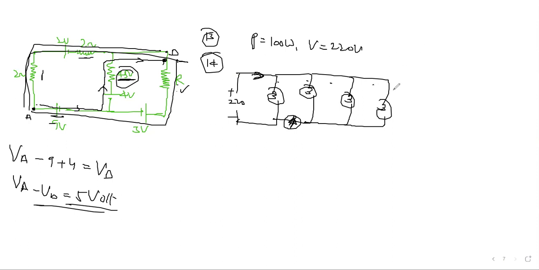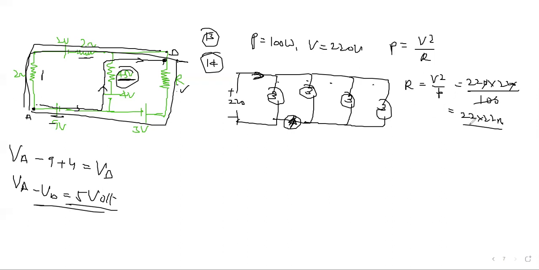So let's find the resistance of each bulb first. Power is given, so you know power is V square by R. Resistance will be V square by P. V square means 220 into 220, divided by the power given, 100. Two zeros you can cancel. Just write 22 into 22. That's the resistance.